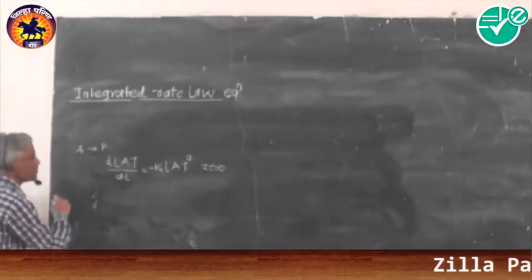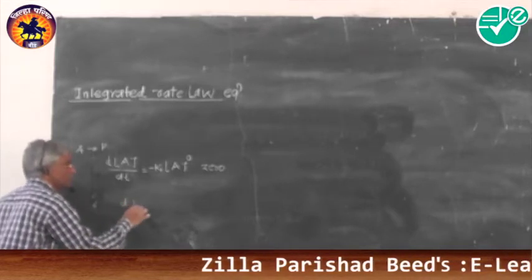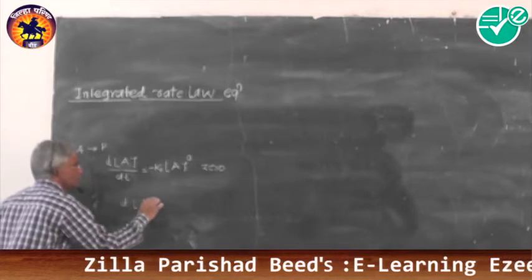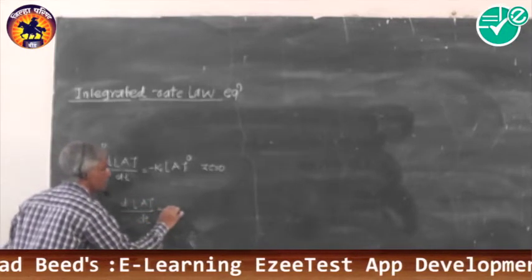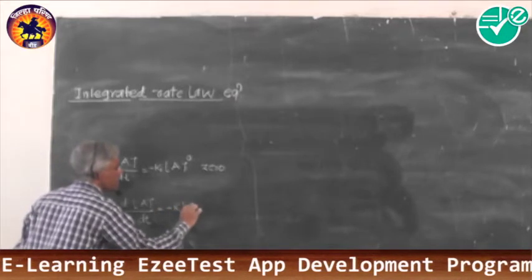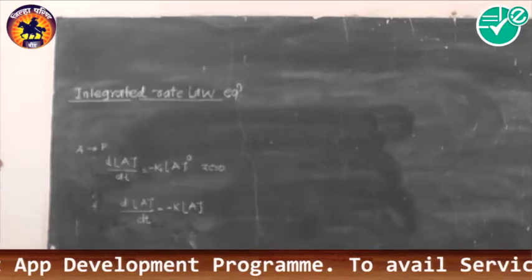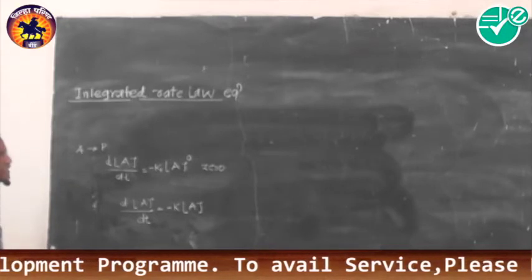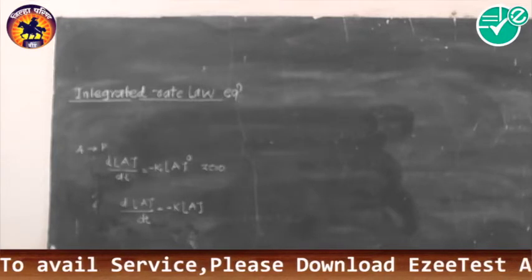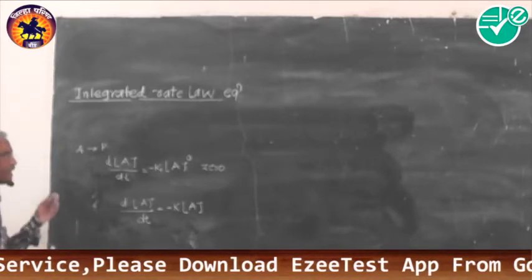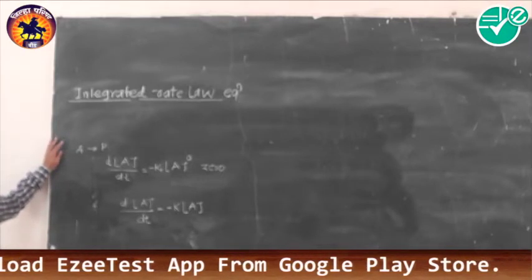If the reaction is first order, we write the differentiation of concentration of A with respect to dt is equal to minus k concentration of A raised to 1. We don't write it here, so A raised to 1. These are the differential forms of the equations of zeroth order and first order. We are going to study the integrated rate law for these equations.